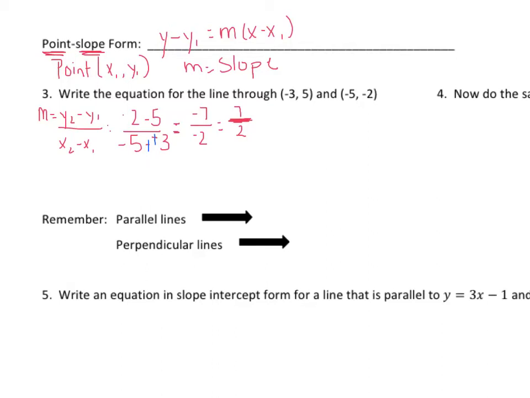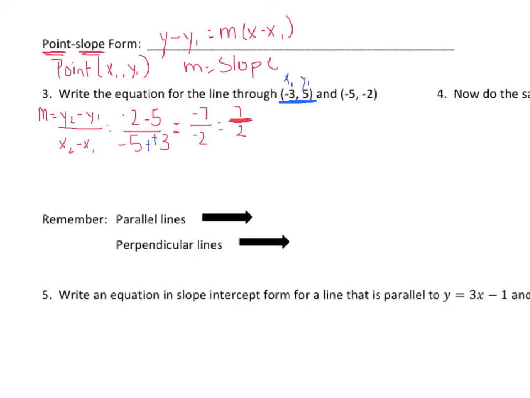Okay, so now when I use my form, I can use either point. I can use the first point or the second point for my x1, y1. For this particular example, let's use our first point. So -3 is going to go in for x1 and 5 is going to go in for y1.